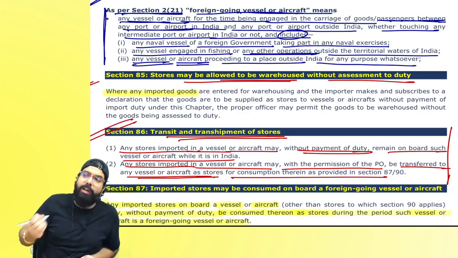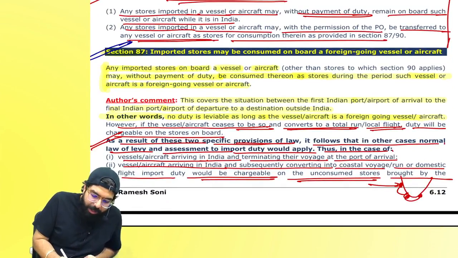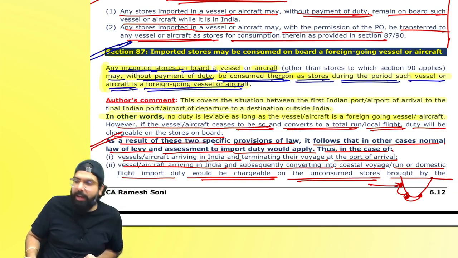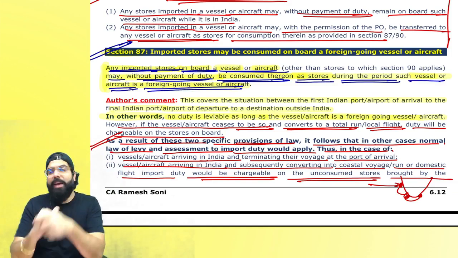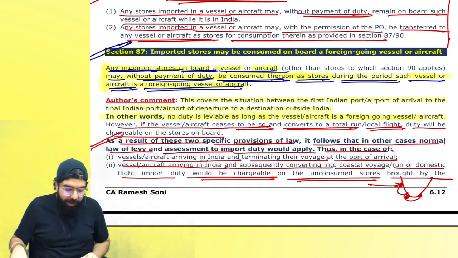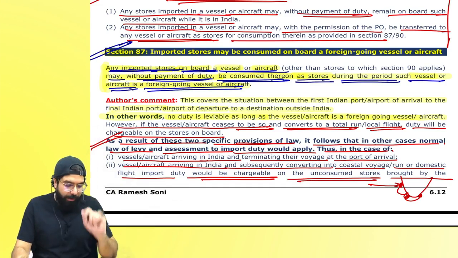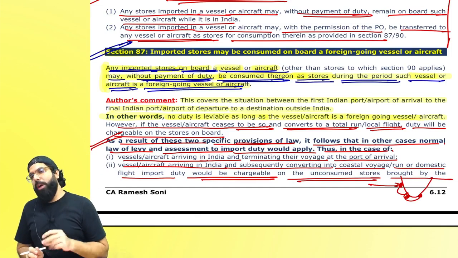What is the relevance of learning foreign going vessel? Always remember one thing, any imported stores on board a vessel or aircraft may, without payment of duty, be consumed as stores during the period when such vessels or aircraft are foreign going vessels. It means if you are supplying stores to a foreign going vessel, there will be no duty. Are we clear, everyone? So remember always, there is no payment of duty on stores which are given to a foreign going vessel. Right, everyone?